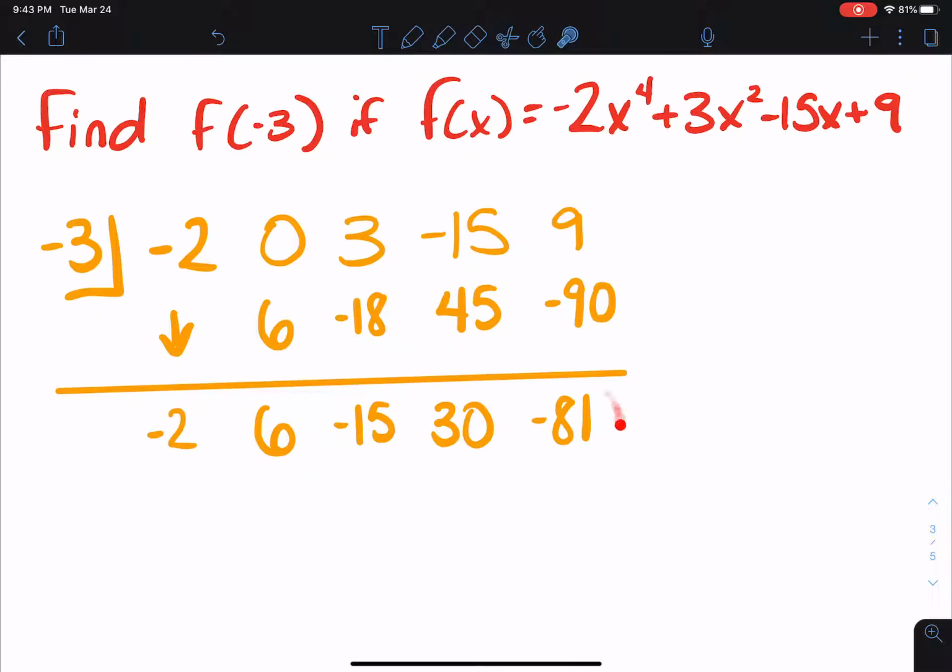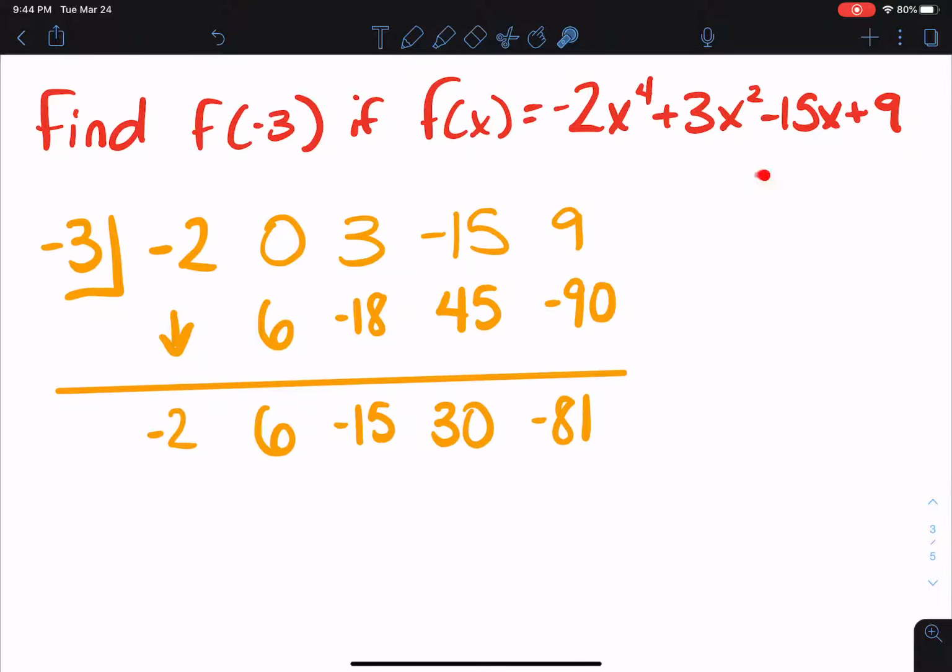So our remainder is negative 81, which also means by the remainder theorem that f of negative 3 is equal to negative 81. If you want, you can plug this number into each one of these and make sure that it works. If you do that, make sure that you put the negative 3 in parentheses into your calculator when you raise it to a fourth, or else it will mess it up.